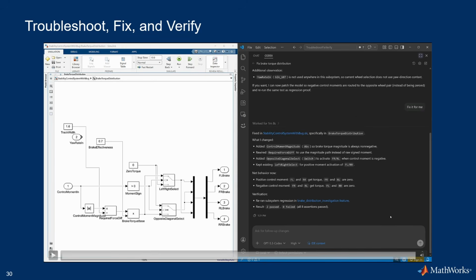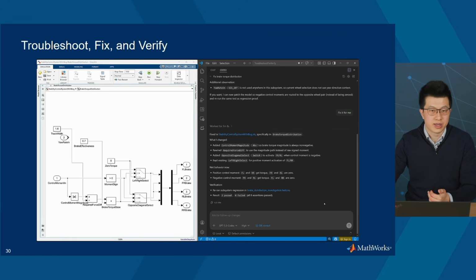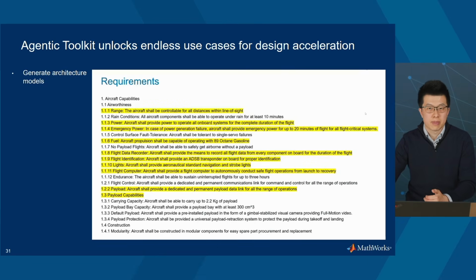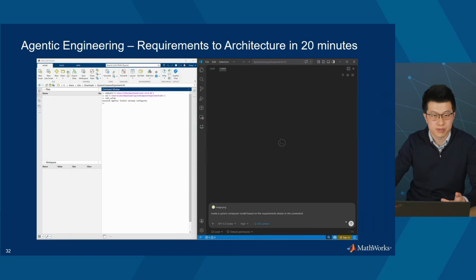this issue. So what I showed you here is only one of the use cases unlocked by the Agentic toolkit. You can use the toolkit to go from a set of requirements to a first draft of your system architecture model that's defined in System Composer.